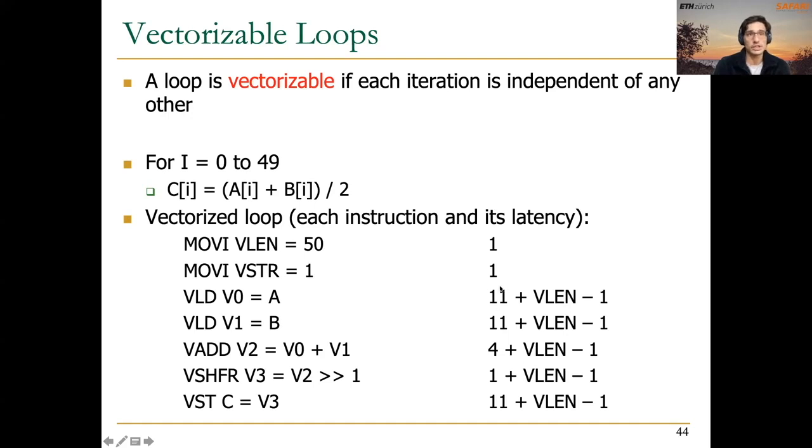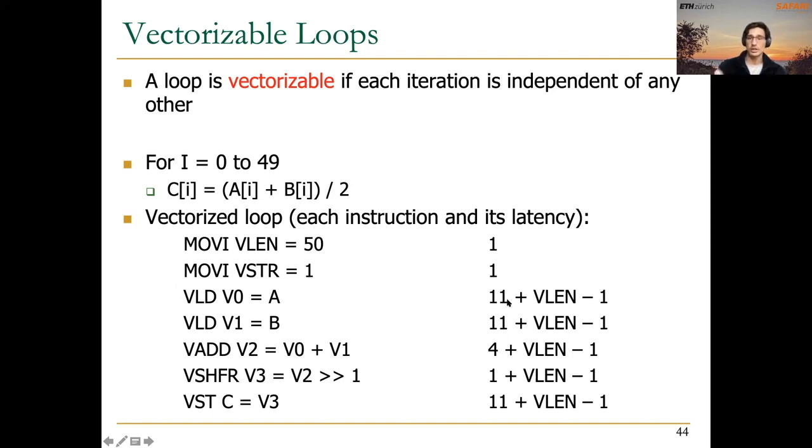Remember that in the case of accessing memory, for example, for this vector load, we will have to pay for sure the latency of a single access, that is 11 cycles, but after those 11 cycles, we will start getting 1 element from memory every cycle, right? And how many elements in total we are going to get? Vector length, VLEN.